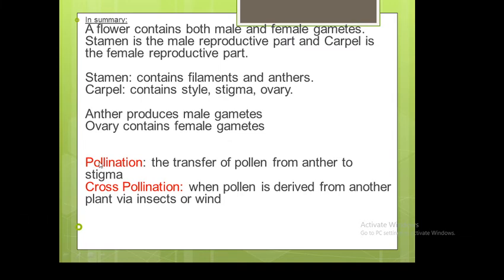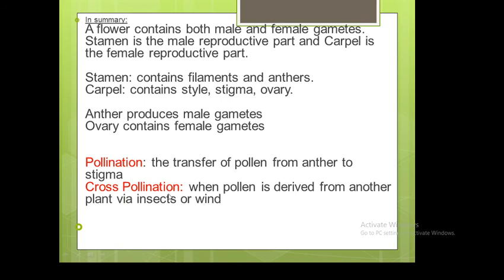Let's go to know the types of pollination that take place. Pollination is the transfer of pollen from the anther to the stigma. We have here cross pollination, when the pollen is transferred from one plant to another plant by insect or wind. We call it cross pollination, and there is another type which is called self pollination. It happens in the same plant, from the anther to the stigma of the same flower. This is the difference between cross pollination and self pollination.